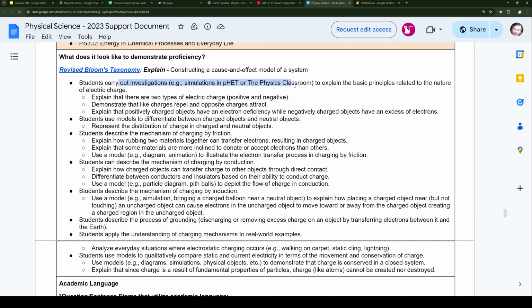Students carry out investigations to explain the basic principles of electric charge. Describe the mechanism of charging by friction. And I do like the fact that they give you almost a curriculum here. They're almost telling you what it is that you need to do or what it is that you need to go look up to get. So I actually do like that.